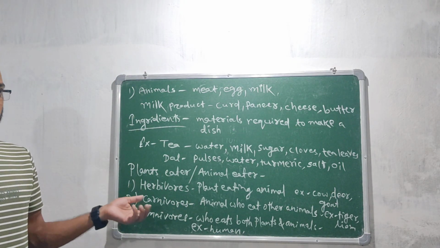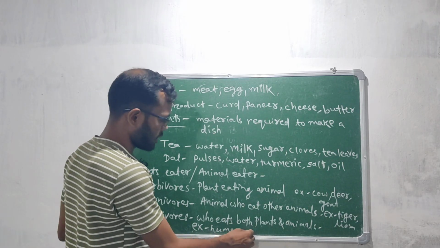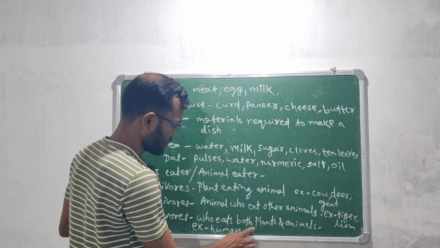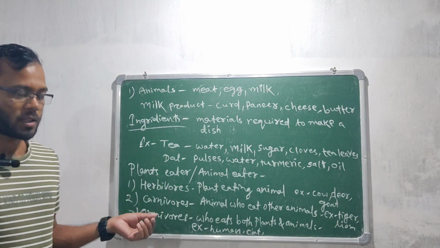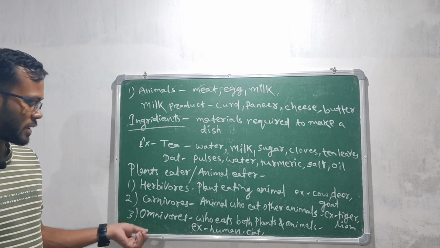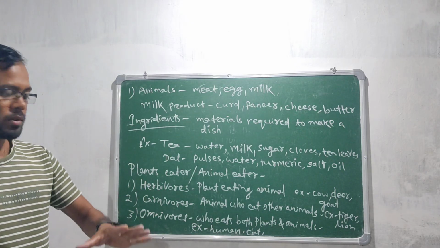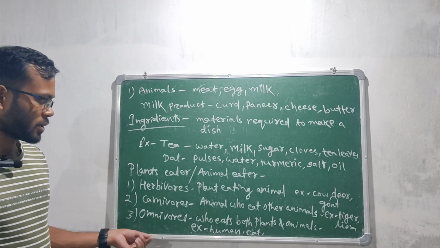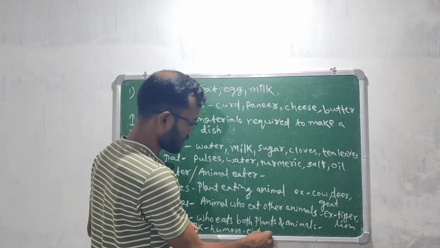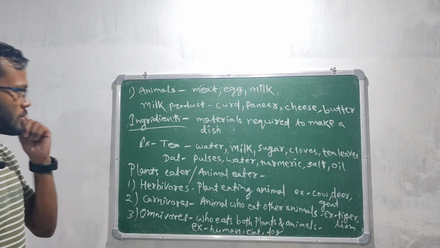We eat fruits, vegetables. These are the plant products. And we also eat chicken, mutton, eggs. So these are the animal products. So we are eating both animal and plant. That's why we come under the category omnivore. Human, cat, dog. Okay, these are the examples.